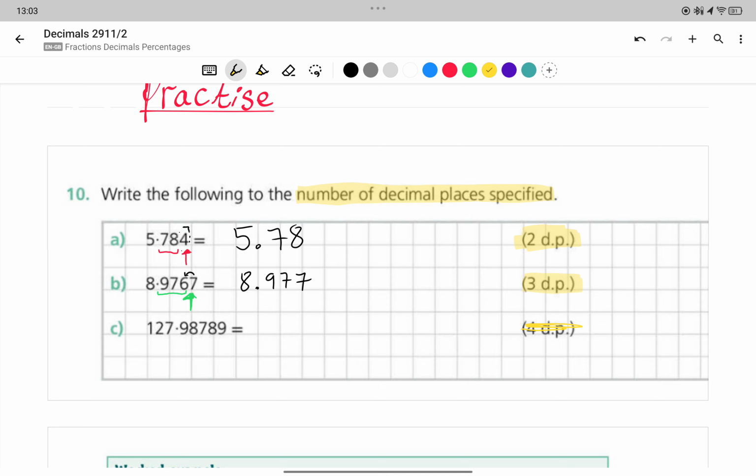Now 4 decimal places. So if we want to keep 4 digits after the point, we have to look at the 5th digit after the point. Is it 5 or more? It is. And the 9 makes the digit beside it go up 1. So you have 127.987, and if you add 1 to 8, you get 9. And that's all you have to do for that.